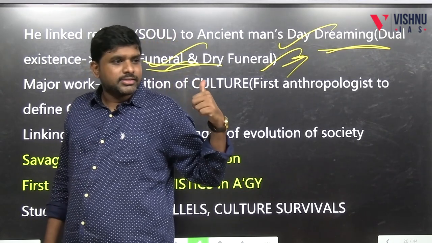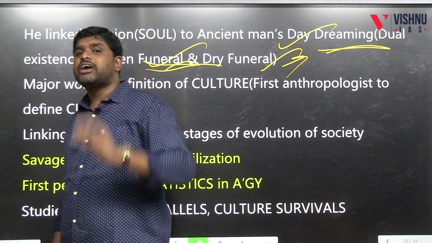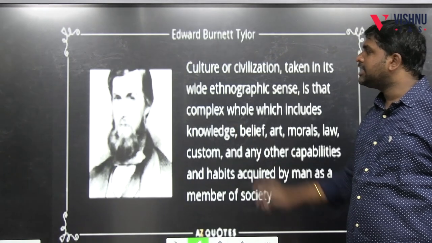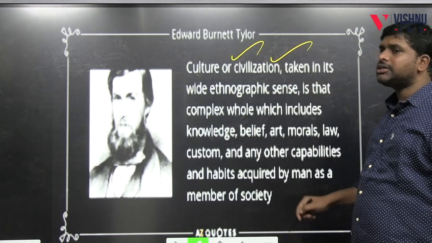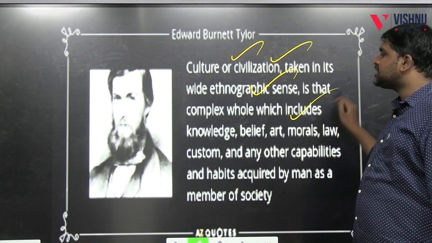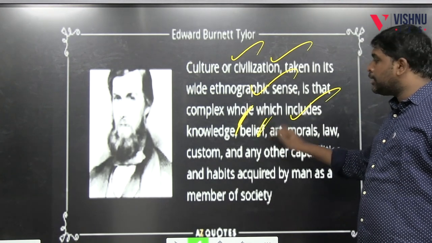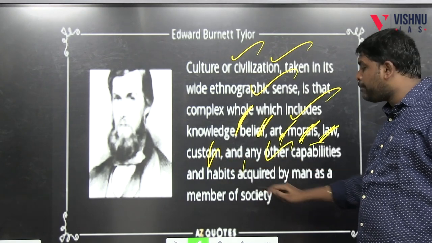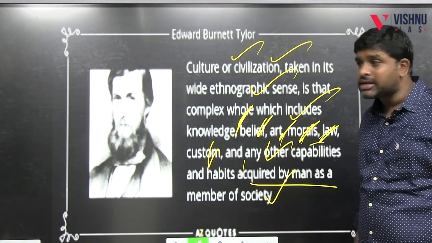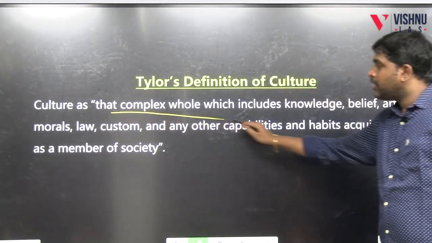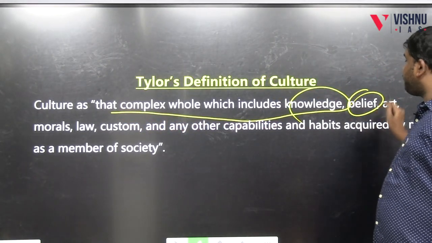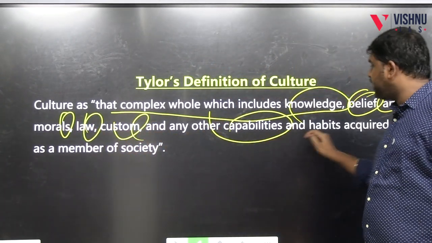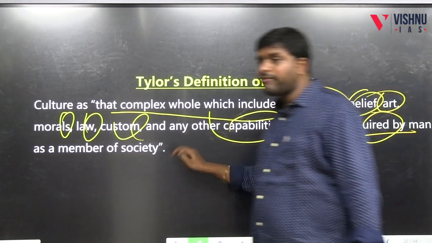From E.B. Taylor's concept we discuss, he is the first person who gave the definition of culture, the first anthropologist to define culture. This is the definition: culture or civilization, taken in its wide ethnographic sense, is that complex whole which includes knowledge, belief, art, morals, law, customs, and any other capabilities and habits acquired by man as a member of society.